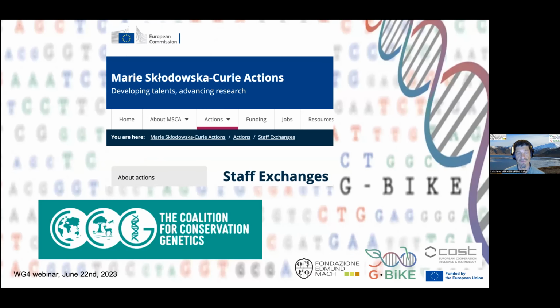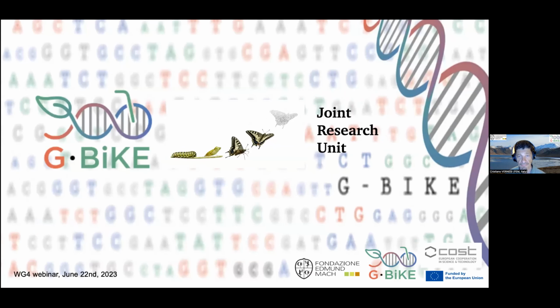Of course, this is just the beginning, even though the G-BiKE action is going to end this September. Together with the IUCN Conservation Genetics Specialist Group, the Genetic Conservation Working Group, and the Society for Conservation Biology, 2 years ago, we created the Coalition for Conservation Genetics. We're going to apply for new funding, and hopefully we are also trying to maintain not only the G-BiKE logo, but the G-BiKE spirit, the network, by establishing a joint research unit after the end of the COST Action.